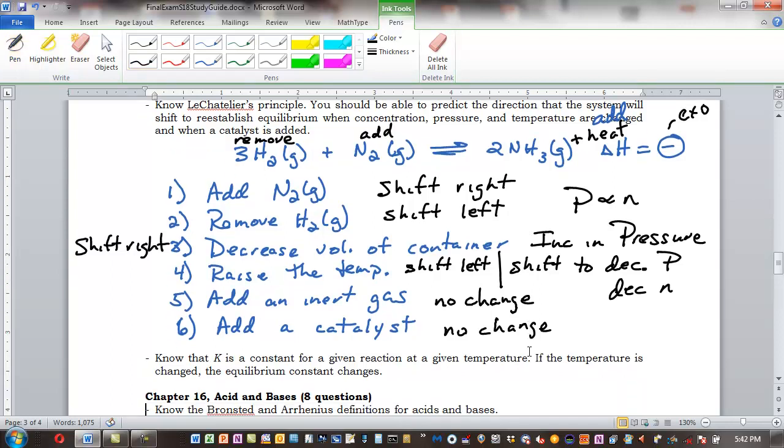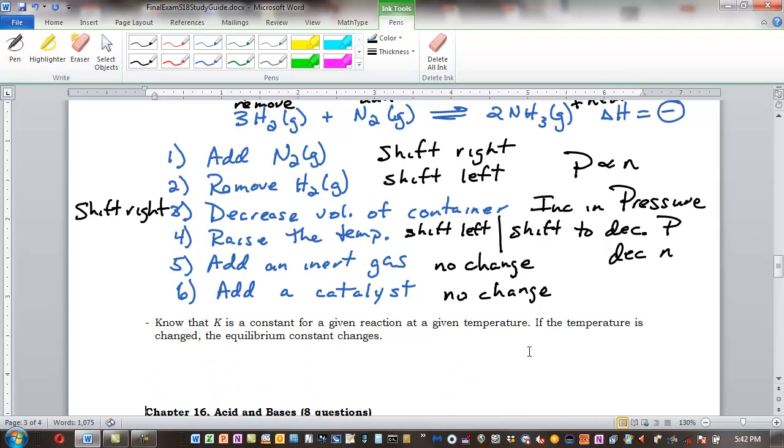All right, let's see what else we have here. Know that the equilibrium constant is a constant at a given temperature. So if we do change the temperature, the equilibrium constant will change. Okay? So note that in 4, when we raised the temperature, it shifted left, and so our amount of product would go down, and our amount of reactant would go up. Okay, so our equilibrium constant will certainly change as we change the temperature. Okay? But it is a constant for a given reaction at a given temperature.